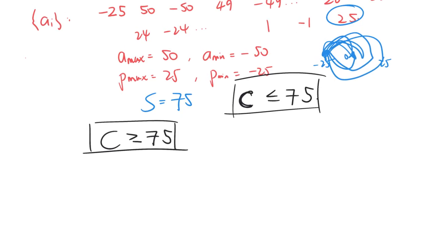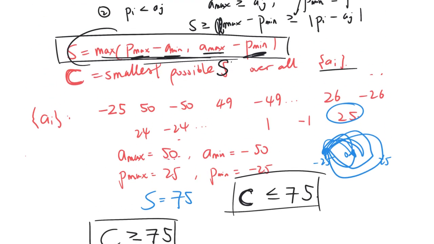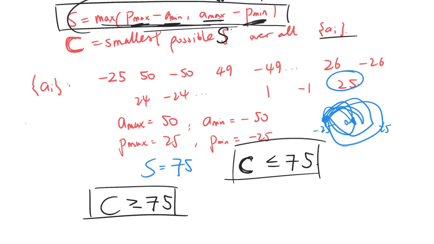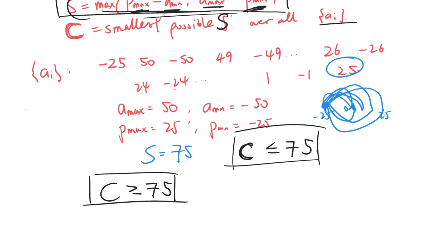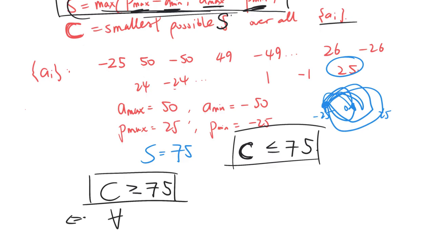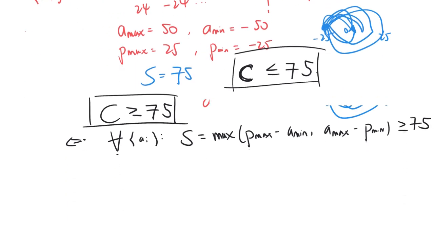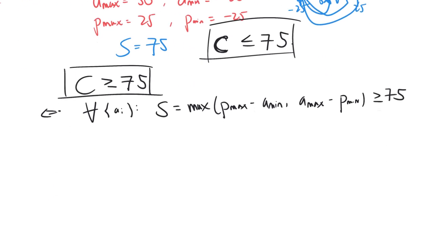So since C is the smallest possible S over all AI, we just need to show that this is equivalent to showing that for all sequences AI, we have that S, or the maximum of A max minus P min, is at least 75. I'm just going to copy this down again because it's very helpful. So basically, this is what we're trying to show, and if we show this, we're done with the problem.